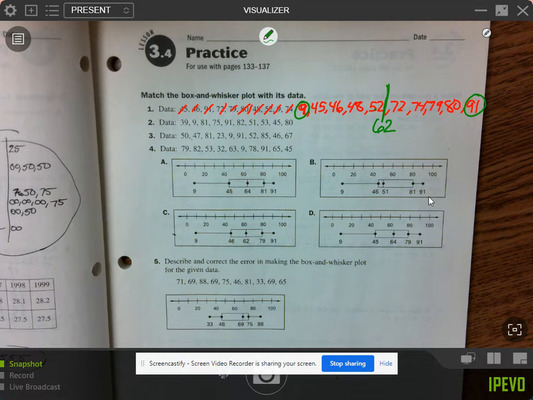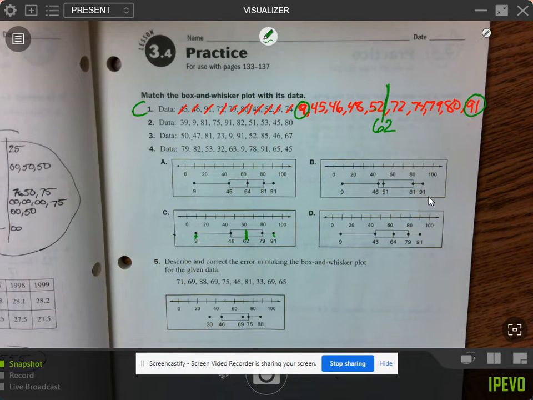So I can look at my box and whisker plots. Which one shows 62 as the median? C, because we can see here, remember that line that's in the box is the median. That line is at 62. So we had our lower extreme of 9, our upper extreme of 91, and we have a median of 62. No other one has that median of 62. So I know that number 1 is C.